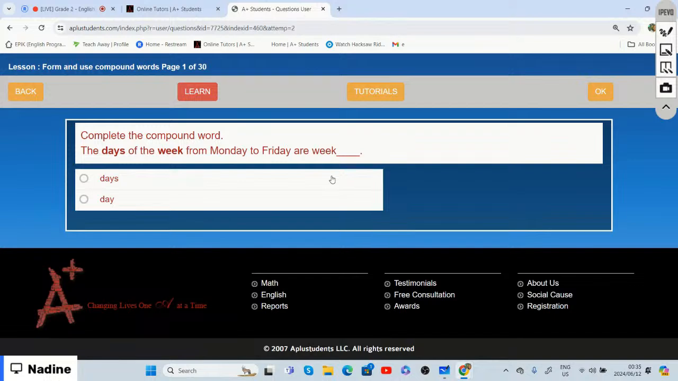Yes, well done. Okay, so now we are going to do a test where we're going to be forming and using compound words. And it says you need to complete the compound words. It says the days of the week from Monday to Friday are week what? So the days of the week from Monday to Friday are week what? Is it weekdays or weekday?